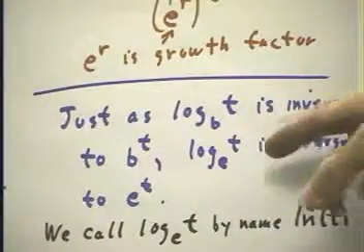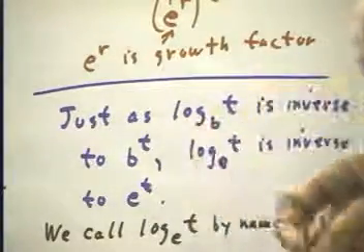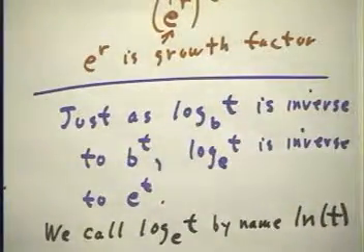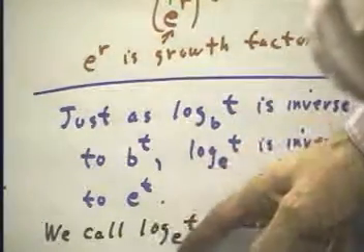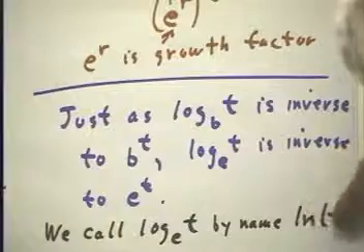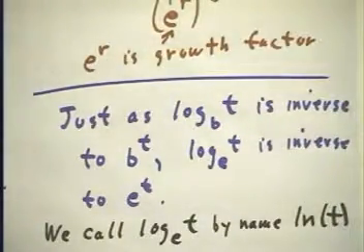In any case, log to the base e of t is inverse to e to the t. E is so important, and it's the most natural number in the universe, maybe, that we call log to the base e of t the natural log of t. And that's what the ln key on your calculator is. It's the base e log.